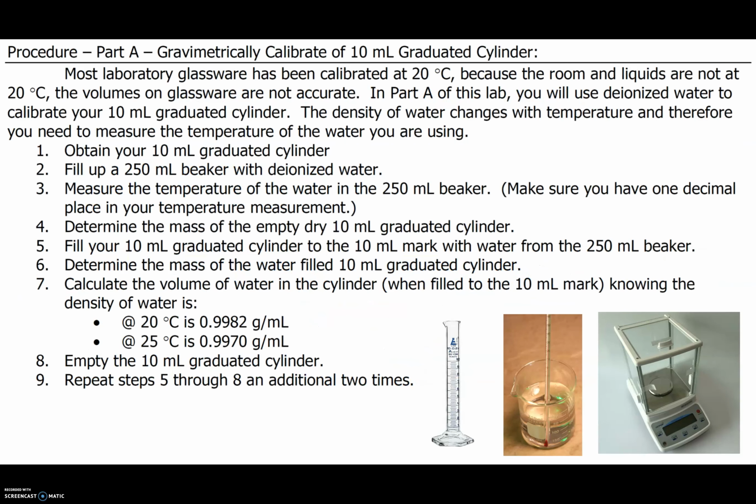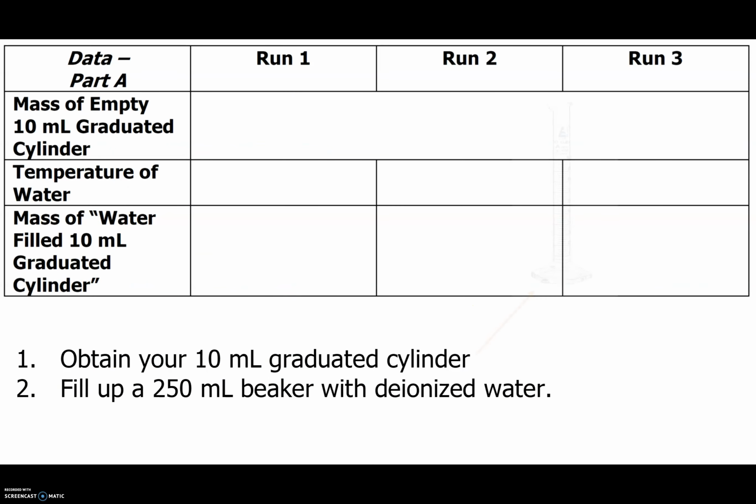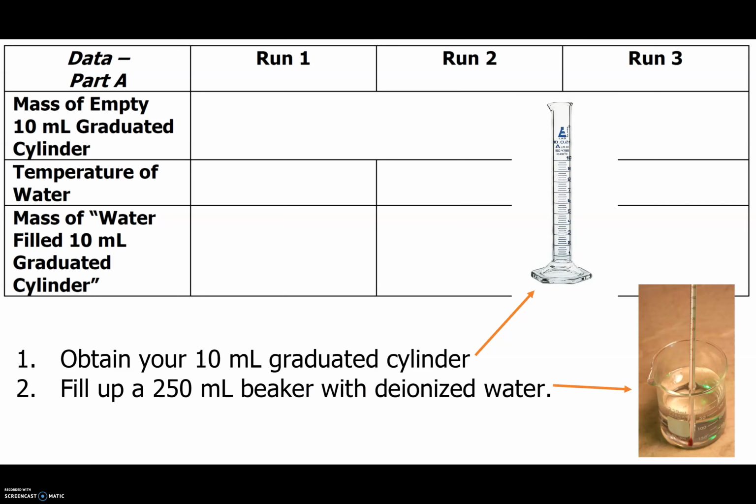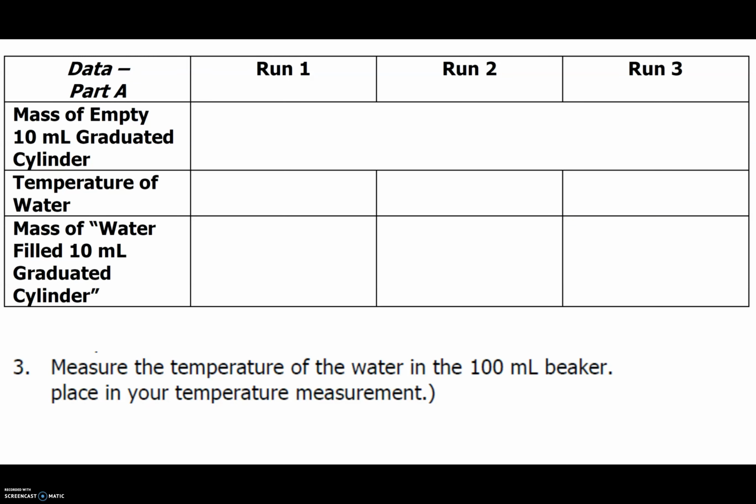So how are we going to calibrate this? Well, there's a stepwise procedure here, and then we're going to repeat these steps. But it's fairly simple. The first thing you're going to do is get a 10 mil graduated cylinder. So you grab that, make sure it's dry. And then get a 250 mil beaker and fill it up with 250 mils of water. You're also going to place a thermometer in it, because you need to know the temperature of it, which we're going to record in a little bit, which is exactly now.